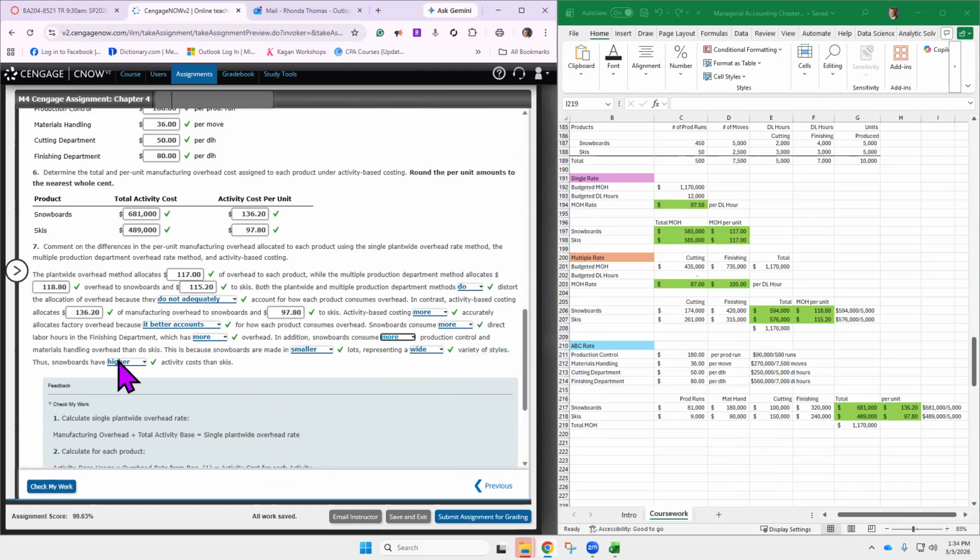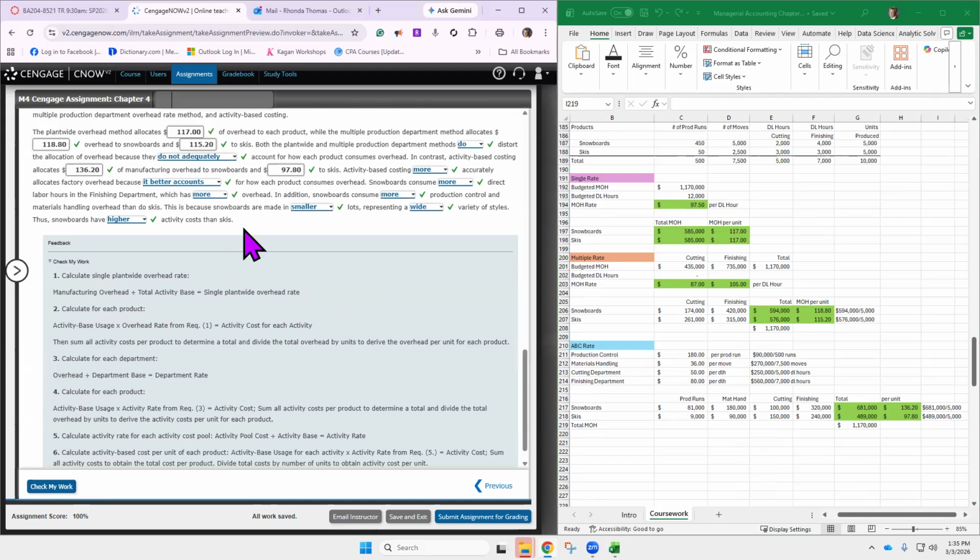All right, so one more time. Snowboards consume more direct labor hours in the finishing department, which has more overhead. In addition, snowboards consume more production control and materials handling overhead than skis do. Let's see if I got it right. Did I get it right? Woo! All right. This is because snowboards are made in smaller lots, representing a wide variety of styles, and thus snowboards have higher activity costs than skis.